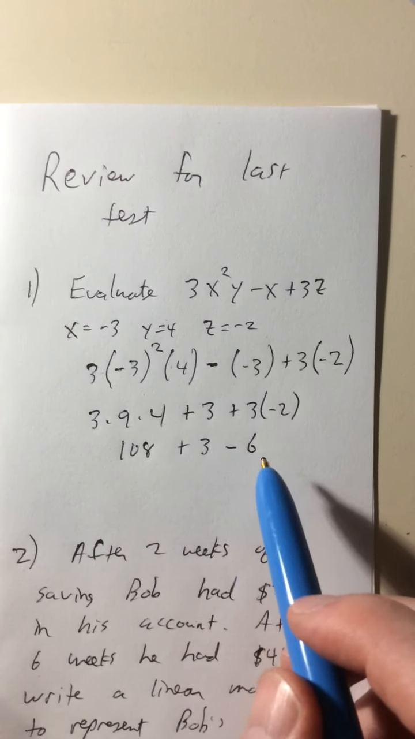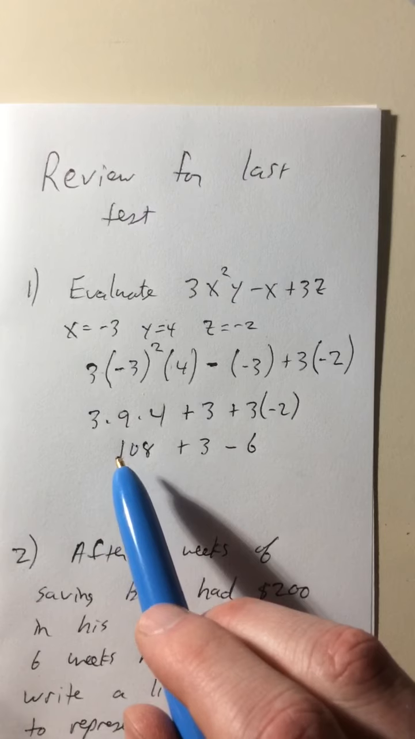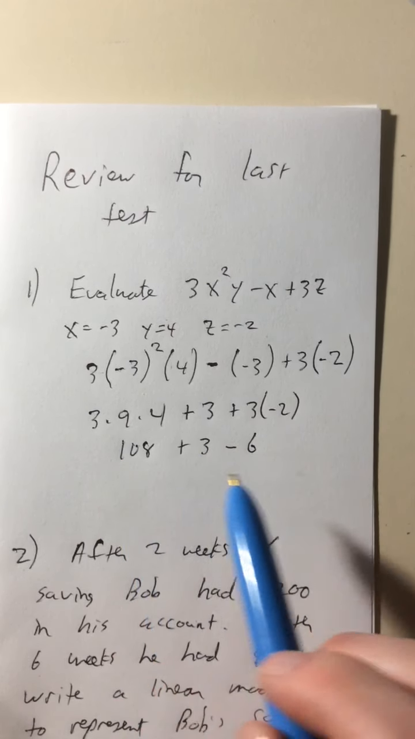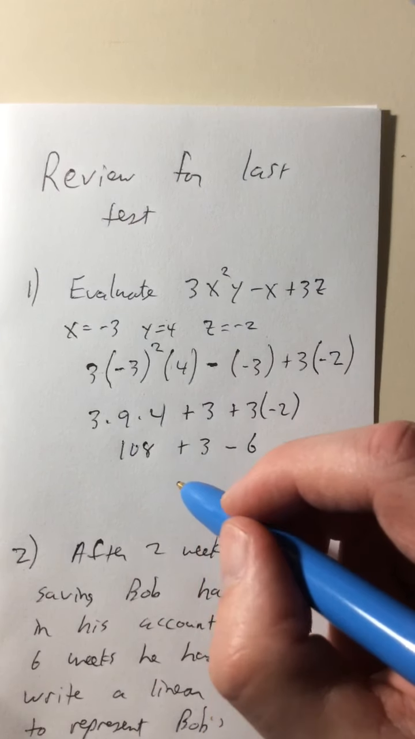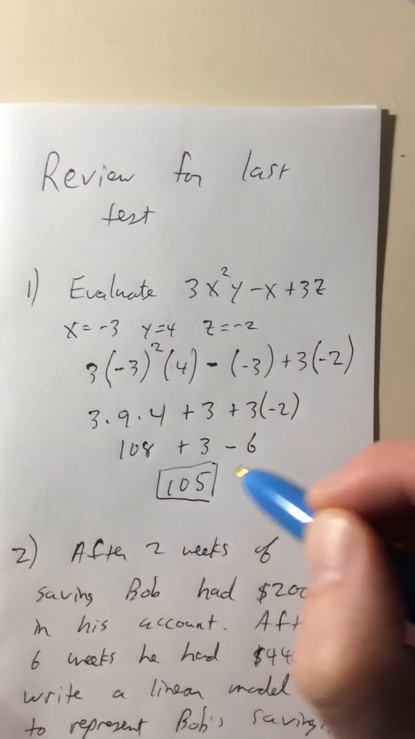Now we're down to addition, because we've already done all our multiplying. Order of operations says the next thing after multiplying and dividing is adding and subtracting, left to right. Remember, left to right. So 108 plus 3 is 111, minus 6 is 105, and we are done with our first problem, order of operations.